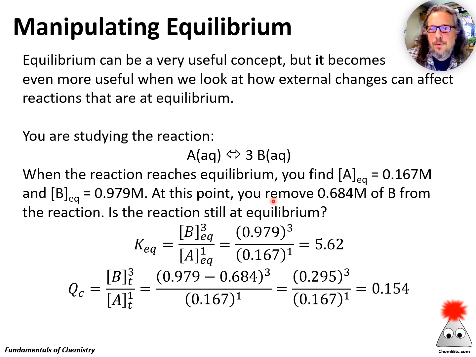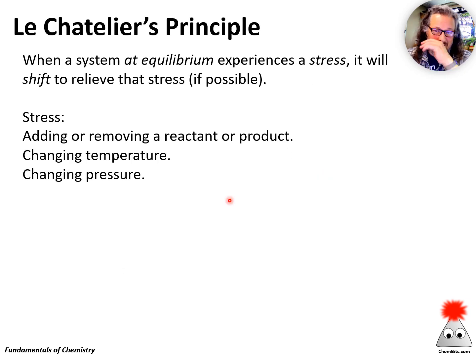This type of manipulating equilibrium is described by Le Chatelier's principle. So when a system is at equilibrium and it experiences a stress, the reaction will shift to relieve the stress, if possible, that it just experienced. So what do we mean when we say stress? In a Le Chatelier's principle sense, we can impose a stress on a system by adding or removing a reactant or product. We can change temperature, and we can change pressure.